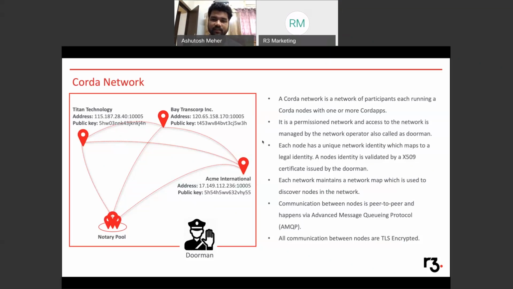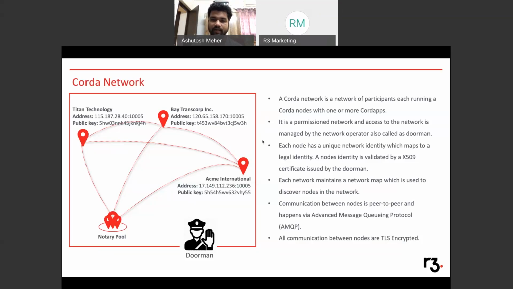So all these things are taken care of by something called the network map, which is nothing but more like a directory, you could say, where you could just go and search for whoever is there in the network, and you could find where they reside in terms of their IP addresses and other things that you need to use while you do your transactions or when you send your messages to them, right?